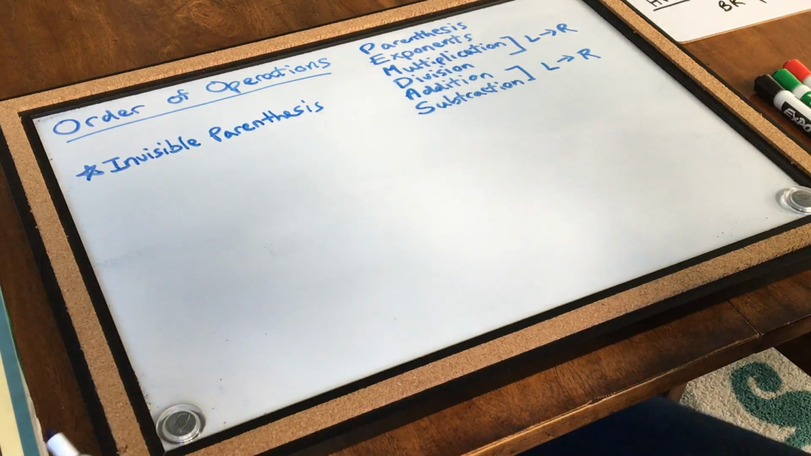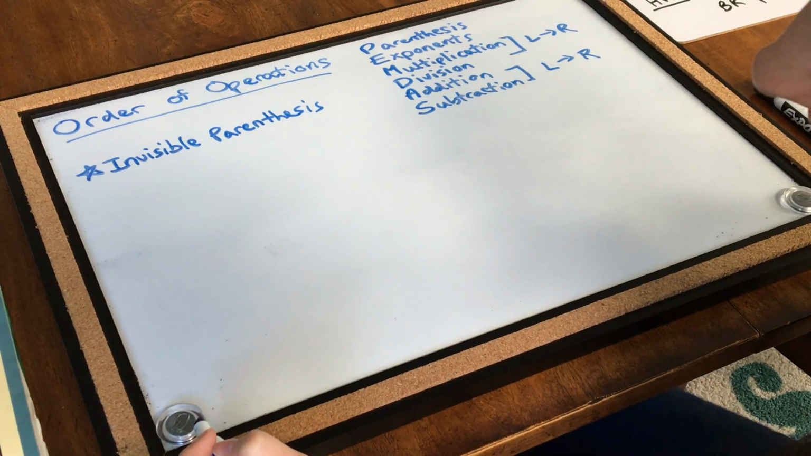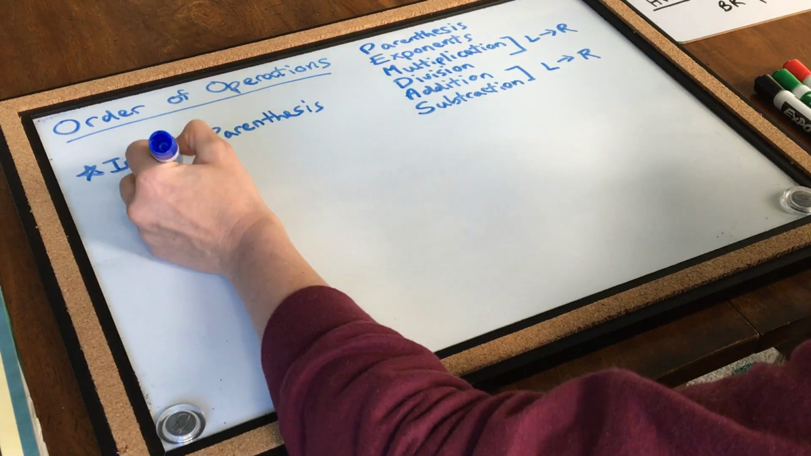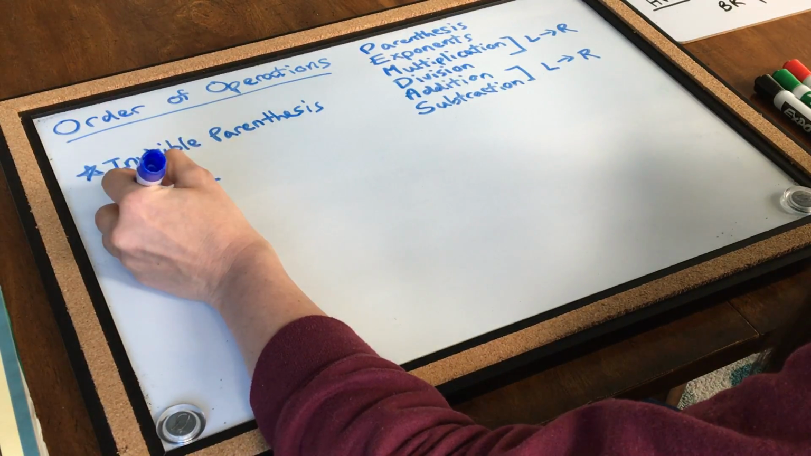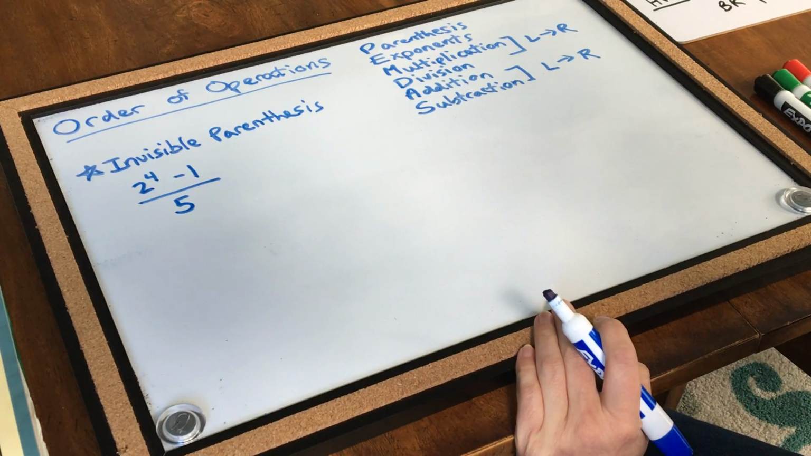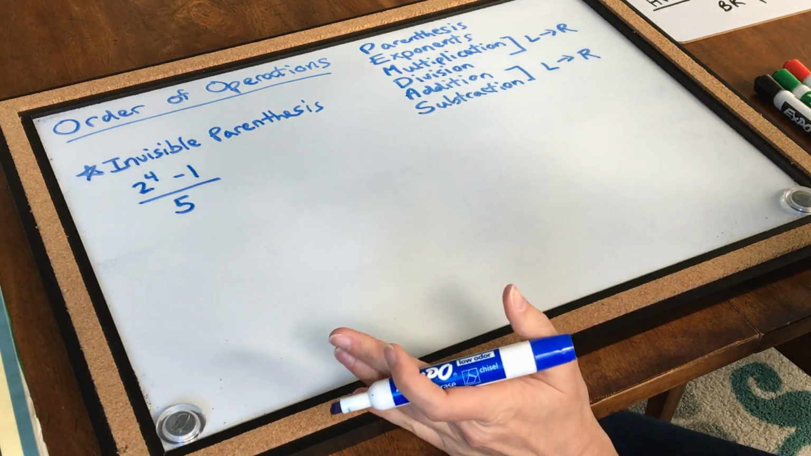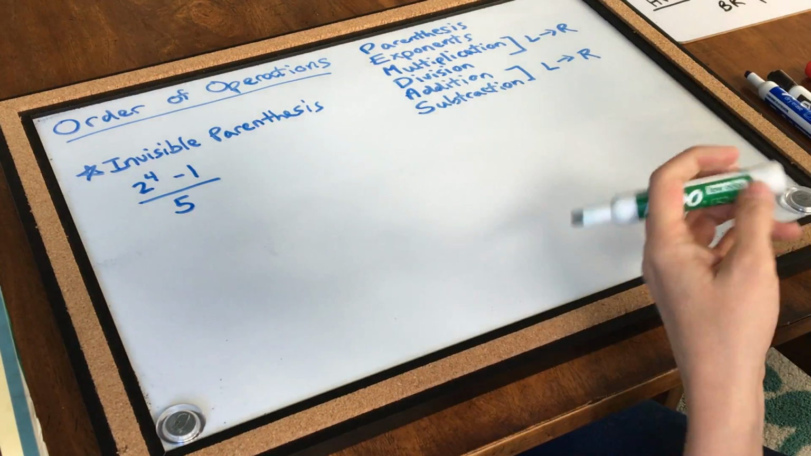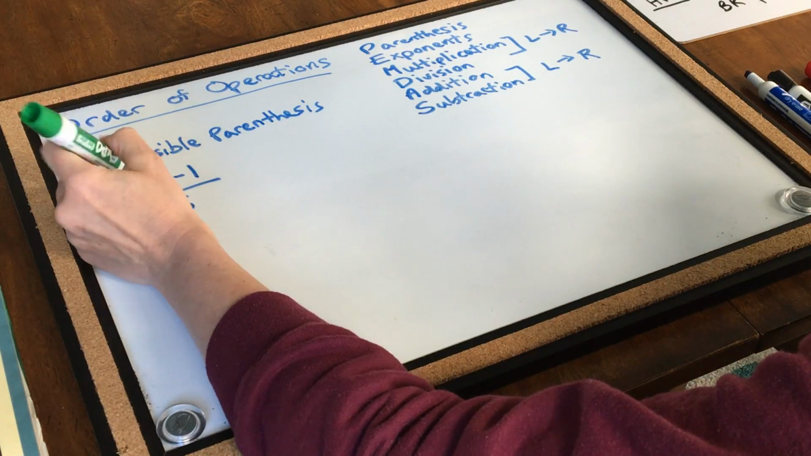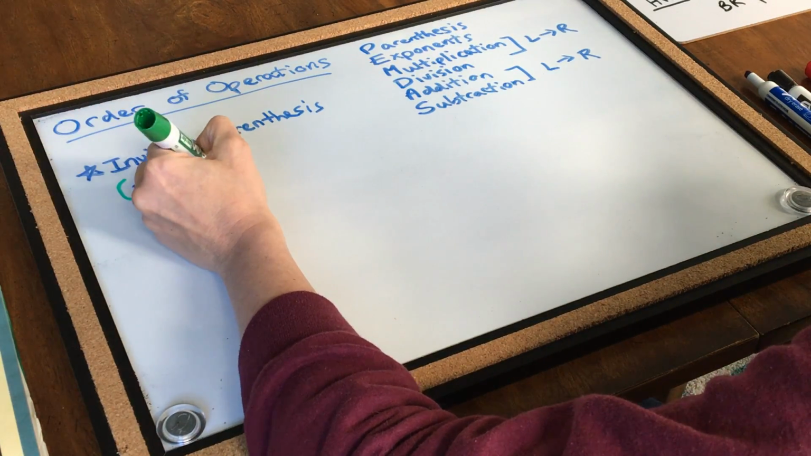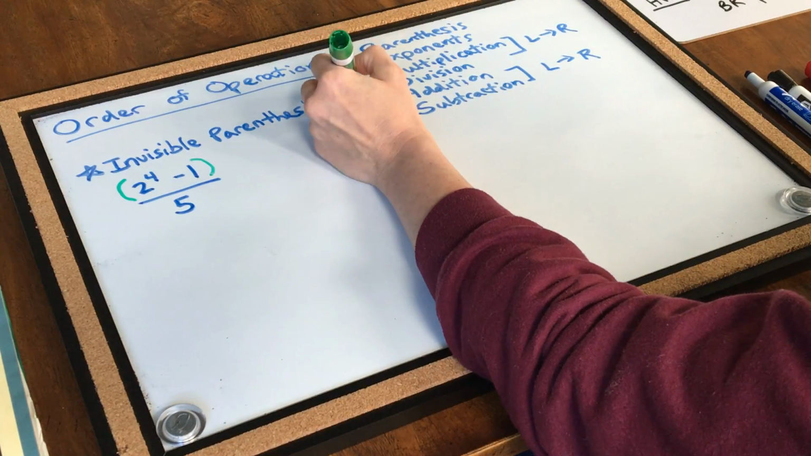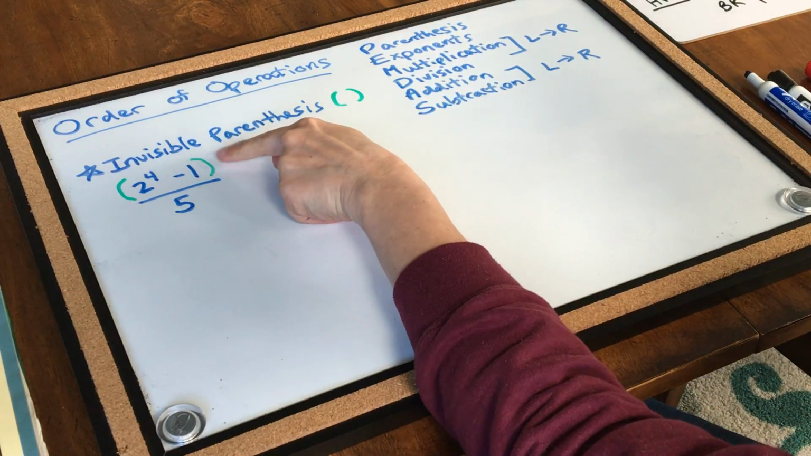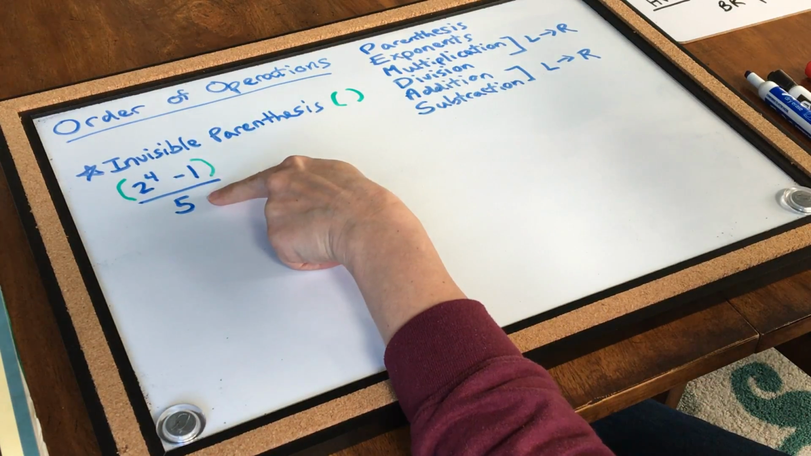So, for example, I'm working on page 11, and I'm looking at this example. This is 2 to the 4th power minus 1 all over 5. Now, this is interesting because there is an invisible parentheses here, and I'm going to use the green to put the invisible parentheses in. The invisible parentheses is in the numerator of the fraction. So what this means is we actually have to do all of this first and then divide by 5.